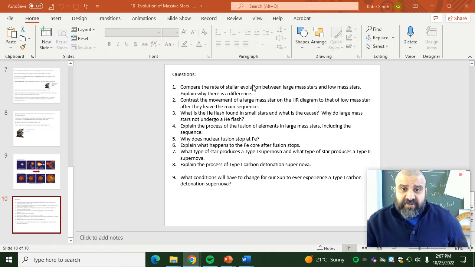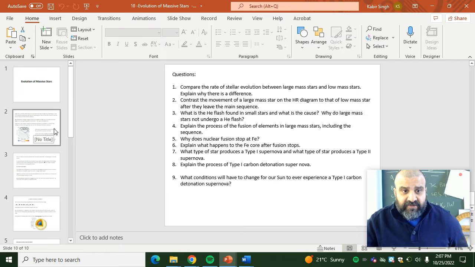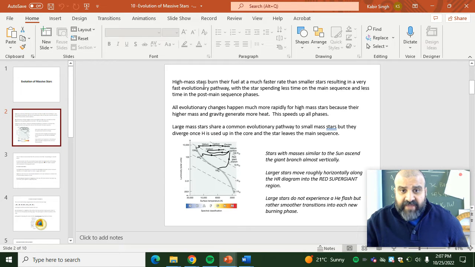Number one asks you to compare the rate of stellar evolution between high mass stars and low mass stars. Higher mass stars go through their evolution a lot more quickly. They burn their fuel much more quickly, because there's more mass, there's more gravity. High mass stars burn their fuel at a much faster rate than smaller stars, resulting in a very fast evolutionary pathway, with the stars spending less time on the main sequence and less time in the post main sequence as well.